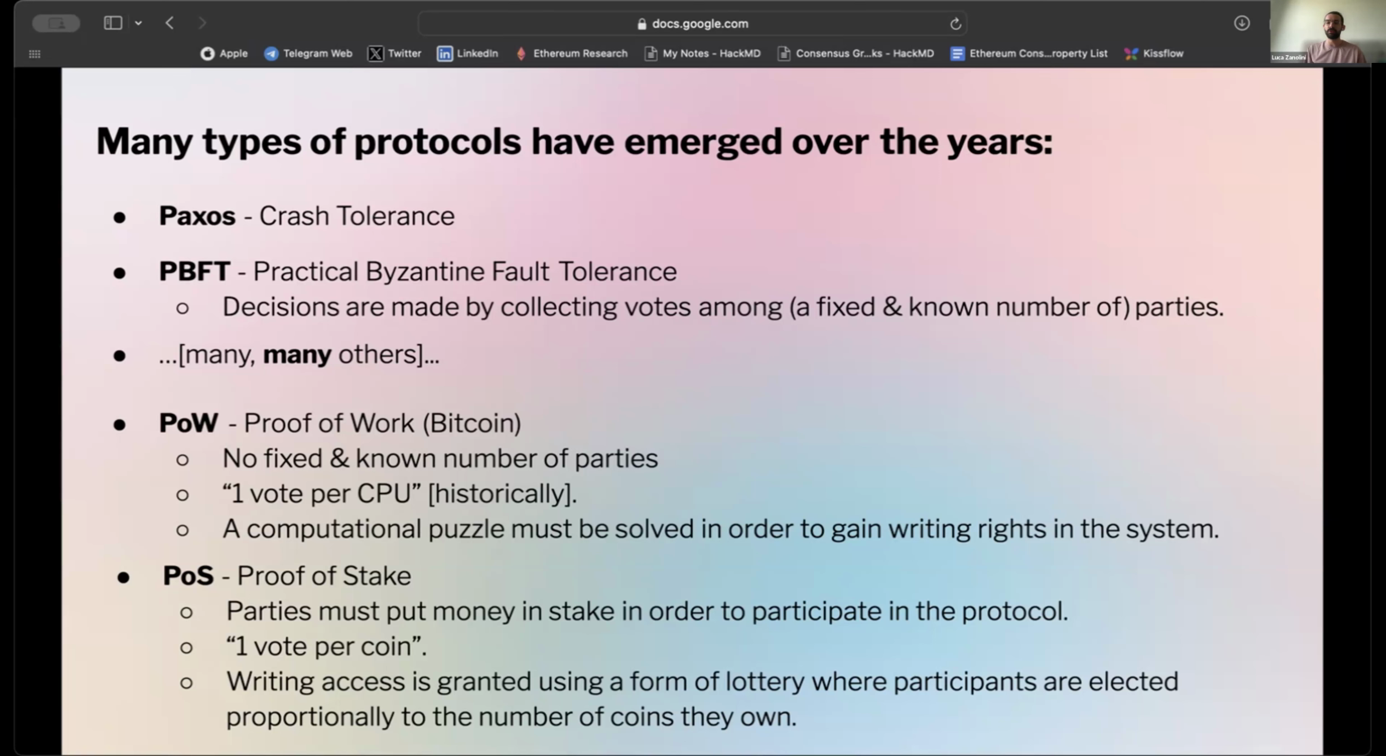Here, we don't have anymore this notion of having to solve a computationally hard puzzle in order to gain rights into the network. But here, parties wanting to be part of the consensus protocol just need to put money at stake in order to participate in the protocol. And writing access into the system is granted using, for example, a sort of lottery where participants are elected proportional to the number of coins that they own, or randomly from the set of validators.